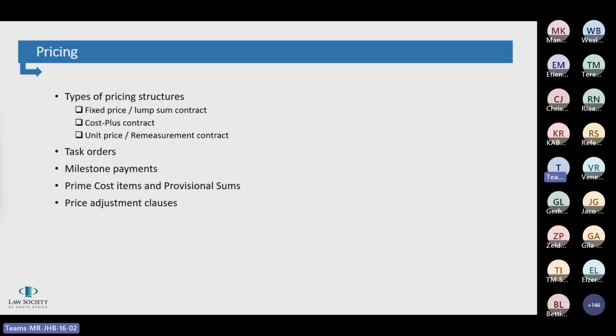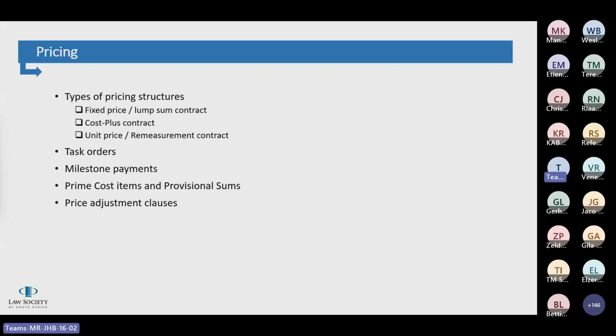Then the other option of pricing is unit price or remeasurable contracts. That is where the price for the works is not determined when the contract is entered into. It is generally calculated based on the remeasurement of the actual work carried out. So the remeasurement calculation is undertaken using the agreed rates or the unit prices, which is generally set out in the bill of quantities as provided by the professional team or the contractor.